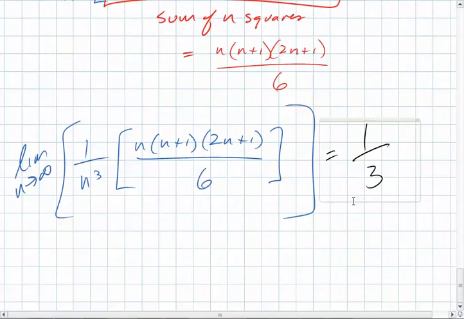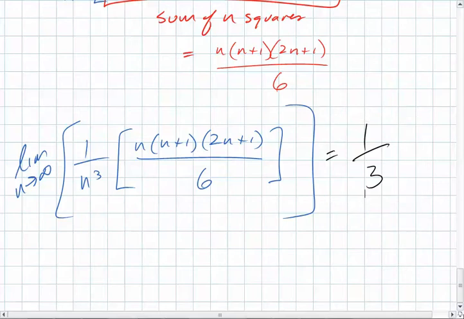So when we're looking at this, what's the power of the numerator? 3. What's the power of the denominator? 3. They better be equal. If the powers aren't equal, what happens? You're either going to 0 or infinity. That would be a problem because this is finite and it exists. It's not 0. So it's a good sign.